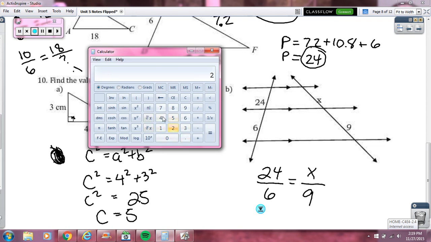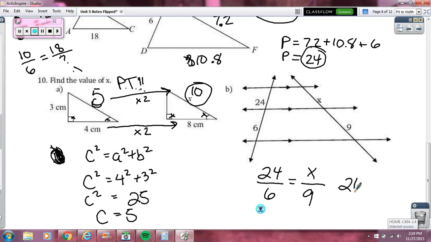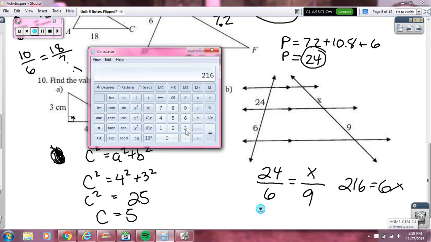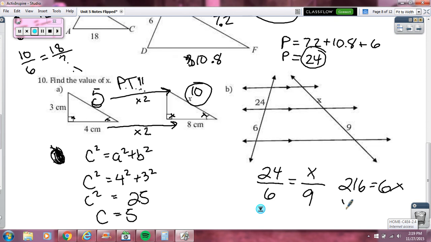Let's cross multiply. So 24 times 9 is 216, which equals 6x from cross multiplying the other side. 216 divided by 6 gives me 36. Cool.